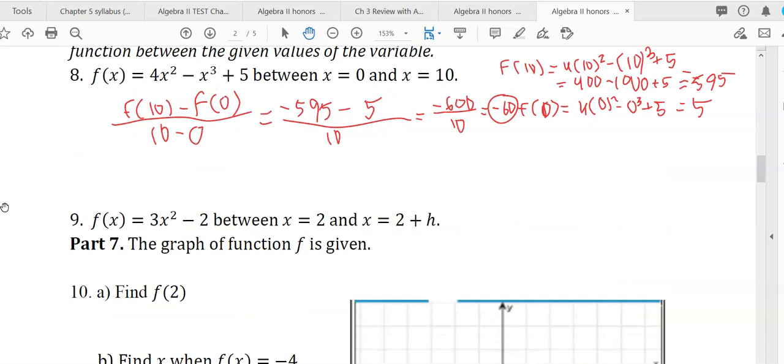I didn't leave any room for number 9. That's funny. So let's try to do this. So I probably should have left a little room there for number 9. So I'm looking at number 9.